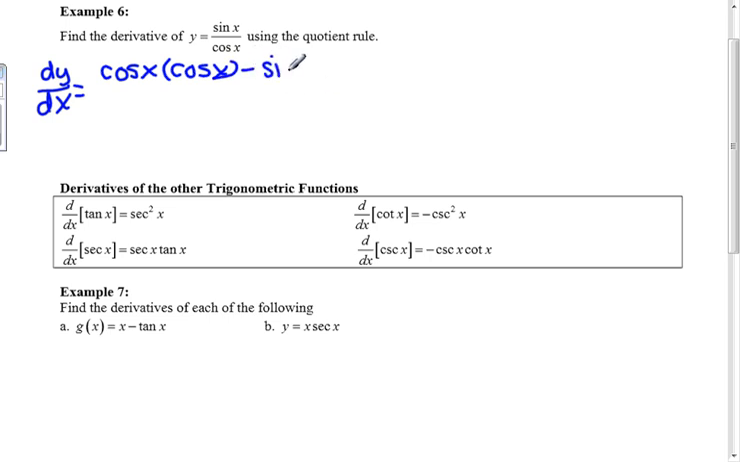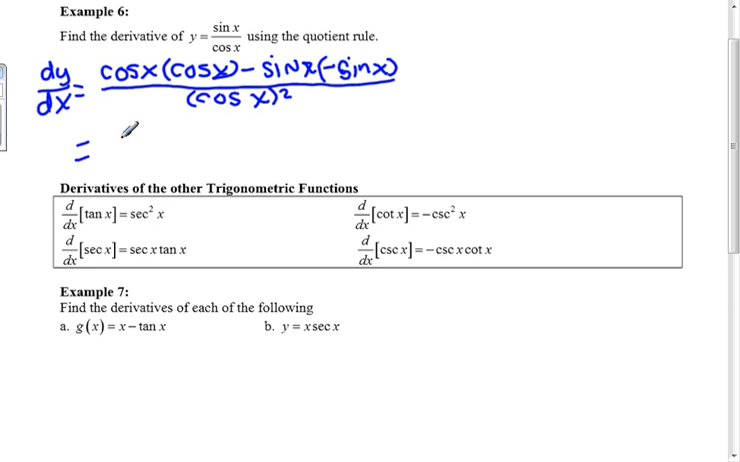High, the top function, sine of x, d ho. Minus sine of x, that's the derivative of cosine, over ho ho, cosine of x squared. Alright, we could do a little bit of simplification.